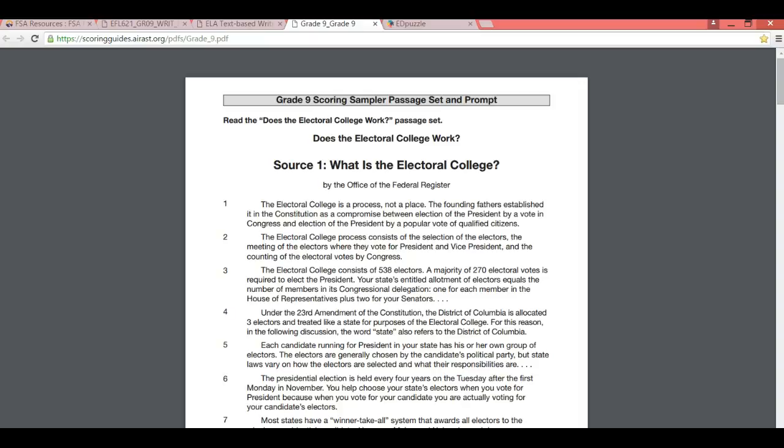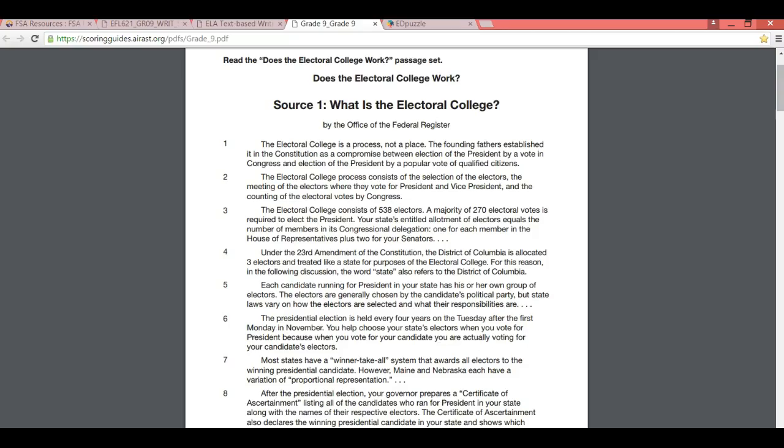The Electoral College process consists of the selection of the electors, the meeting of the electors, where they vote for President and Vice President, and the counting of the electoral votes by Congress. The Electoral College consists of 538 electors. A majority of 270 electoral votes is required to elect the president. Your state's entitled allotment of electors equals the number of members in its congressional delegation, one for each member in the House of Representatives, plus 2 for your senators.